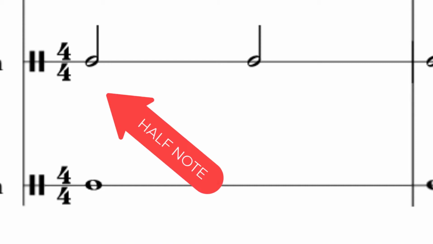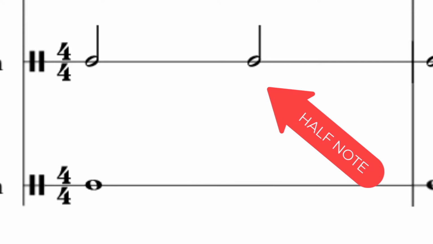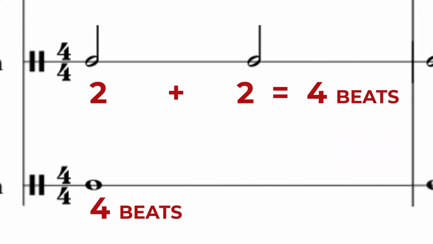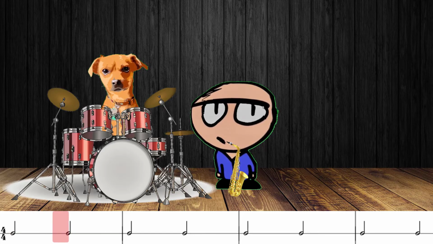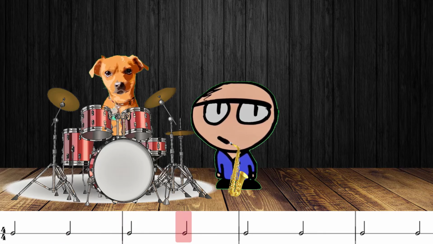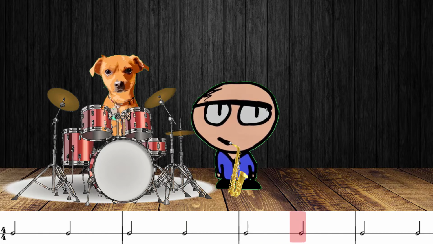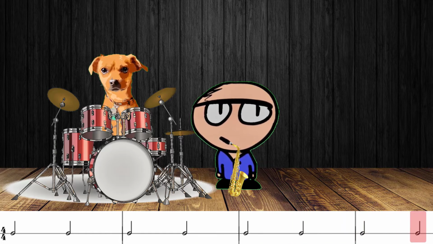If we split the whole note in half, we get what is called a half note. And if you do the math correctly, you will see that each half note is held for 2 beats. Listen to the example. 1 2 3 4.